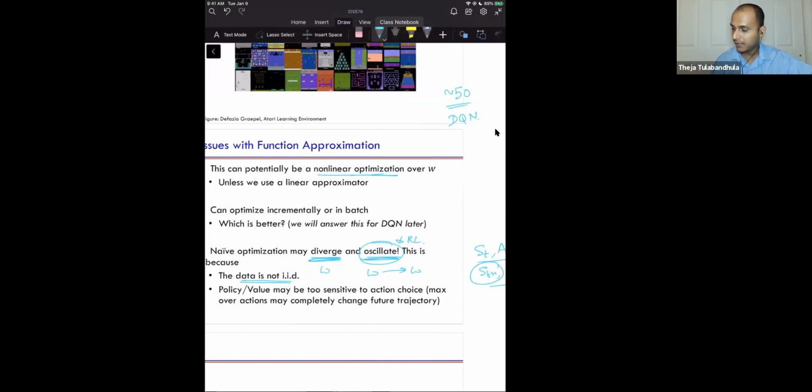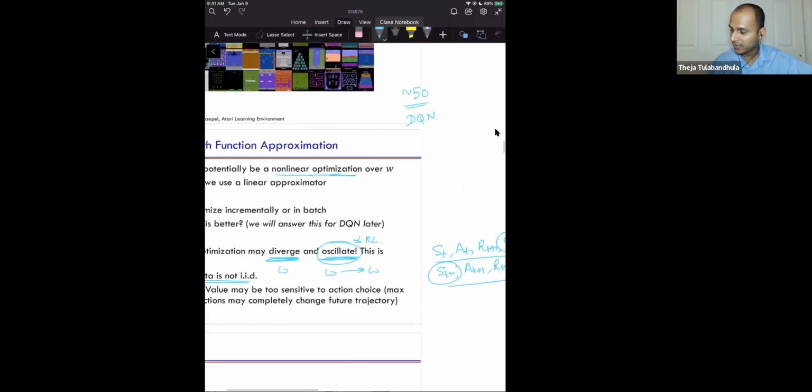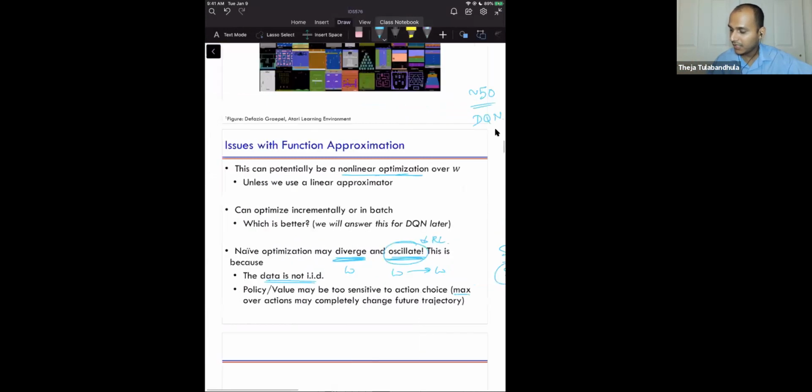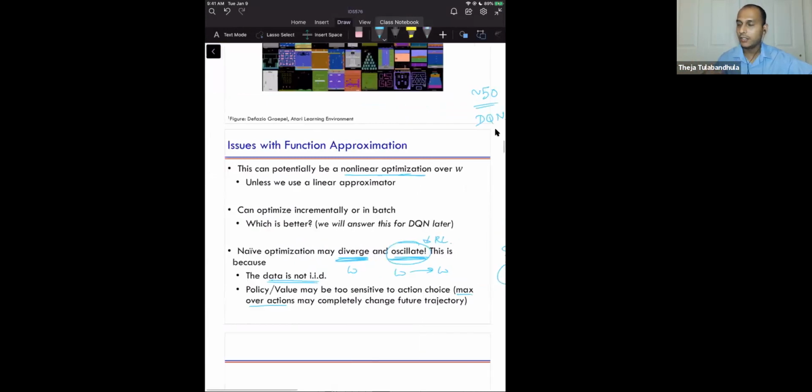There's also that max operation, right? There's a max over actions. So if you change W slightly, maybe you switch from action 1 to, let's say, action 10, and action 10 is completely different than action 1.